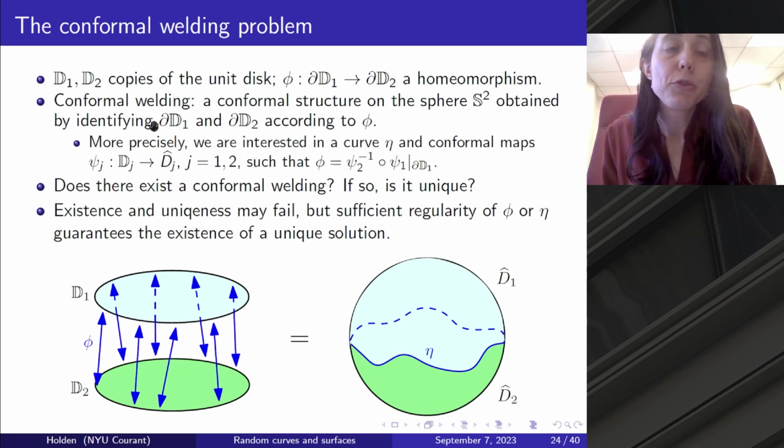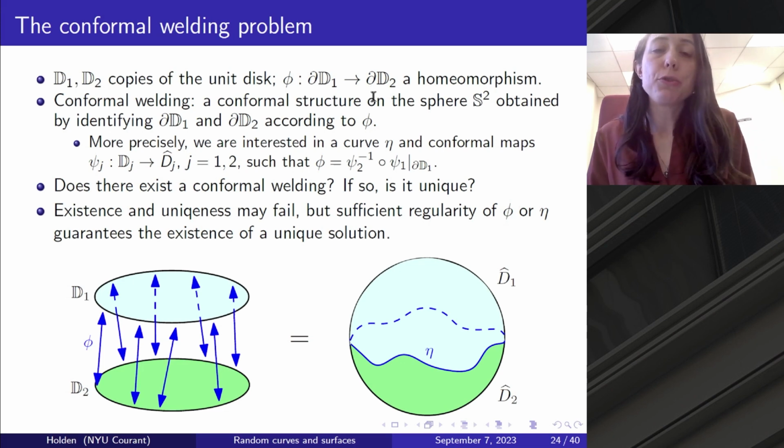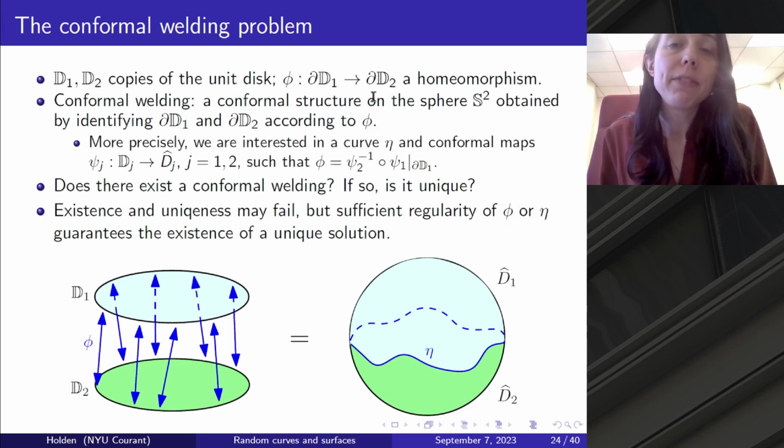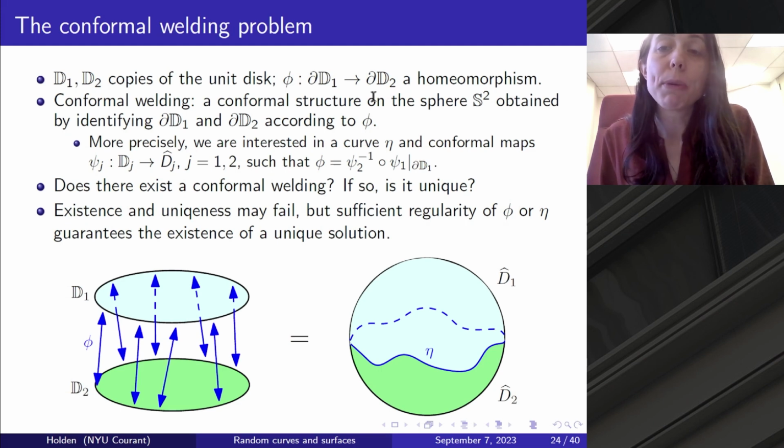To do that, I consider two copies, D1 and D2, of the unit disk, and then I assume that I have a homeomorphism phi from the boundary of D1 to the boundary of D2. And then a conformal welding is a conformal structure on the sphere, which is obtained by identifying the boundary of D1 and the boundary of D2 according to phi. So in some sense, we're gluing together the two boundaries, and in this way, we're forming a topological sphere.